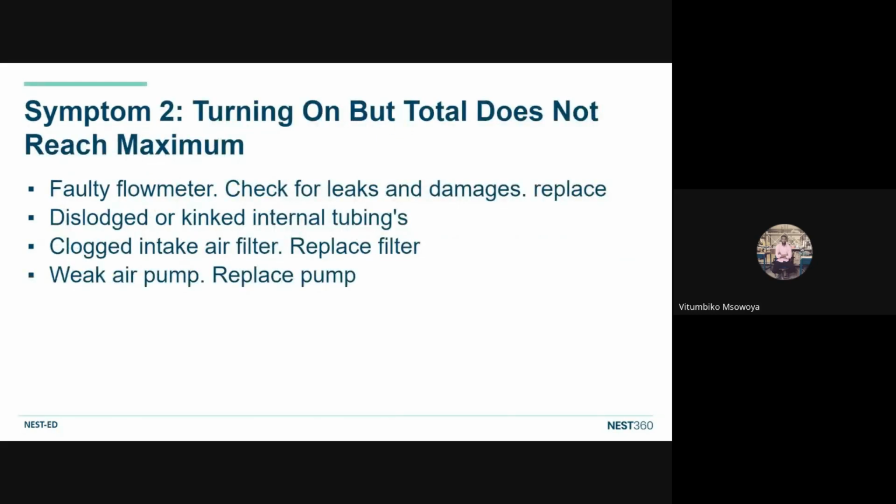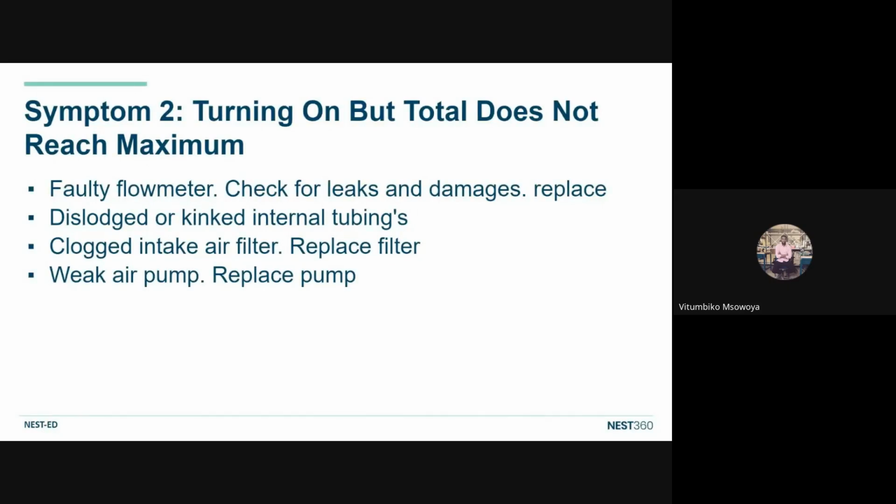The machine is able to turn on, but does not reach maximum flow rate. So what can be the problem? You check the flow meter, check for leaks and damages. If there's a need for replacement, you replace dislodged and kinked internal tubings. A clogged air filter might be one of the reasons, so you replace the filters. A weak air pump, replace the pump.